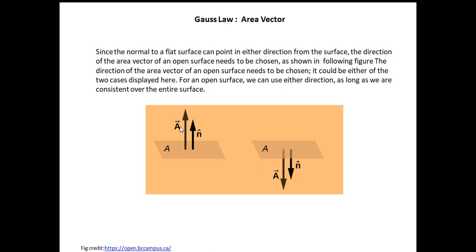Now we talk a little bit more about the area vector. The area vector is normal to the flat surface and can point in either direction from the surface. Means the area vector can be like this also and like this also. This is a flat surface like a paper sheet. Now you can choose this area vector here and the normal here, or it can be like this. But if you choose the area vector on this side and the normal vector on the other side, then it doesn't become consistent and it is not allowed.